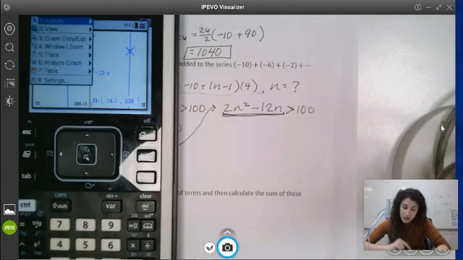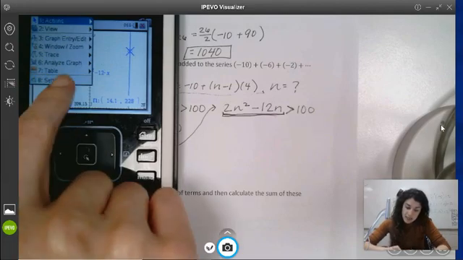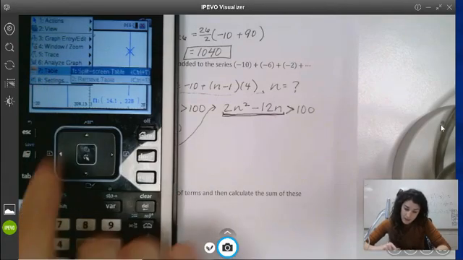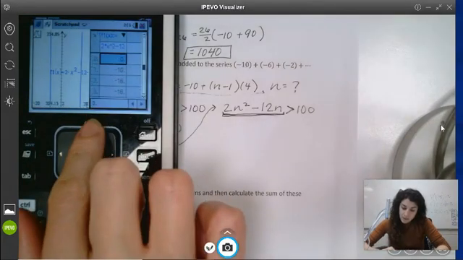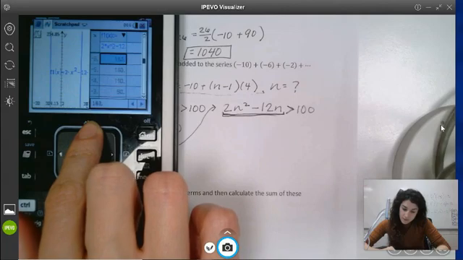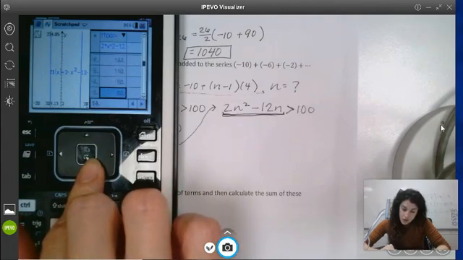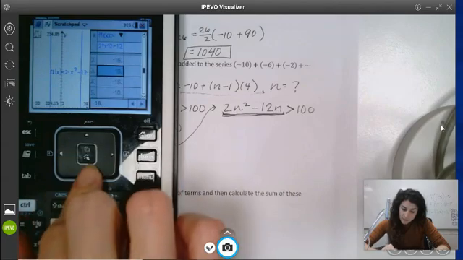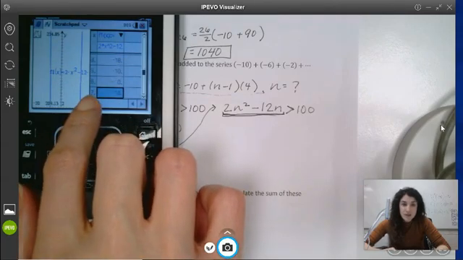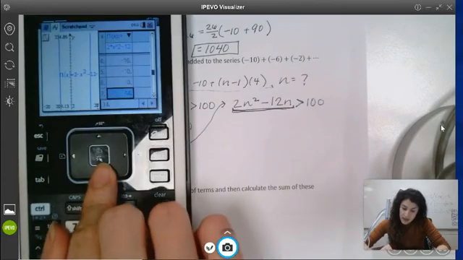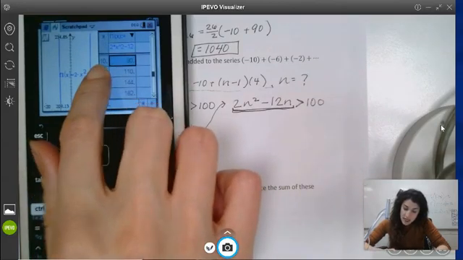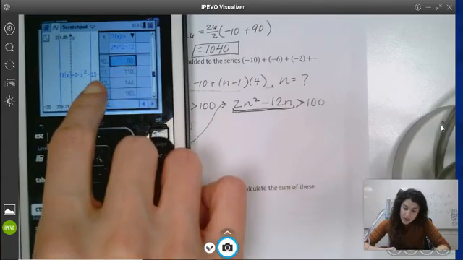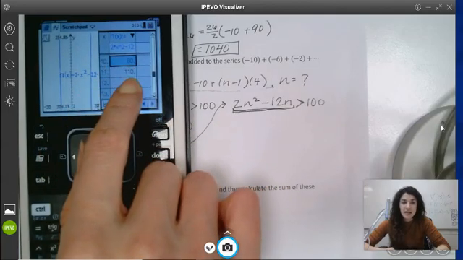It can, though. If we press menu, we're going to create a table, and we're going to split screen table. This table shows us what is going on with this parabola. And we've got our x values here and our y values here. And it's whole integers, right? So notice at our 10th term, we're at 80, and then our 11th term is 110.